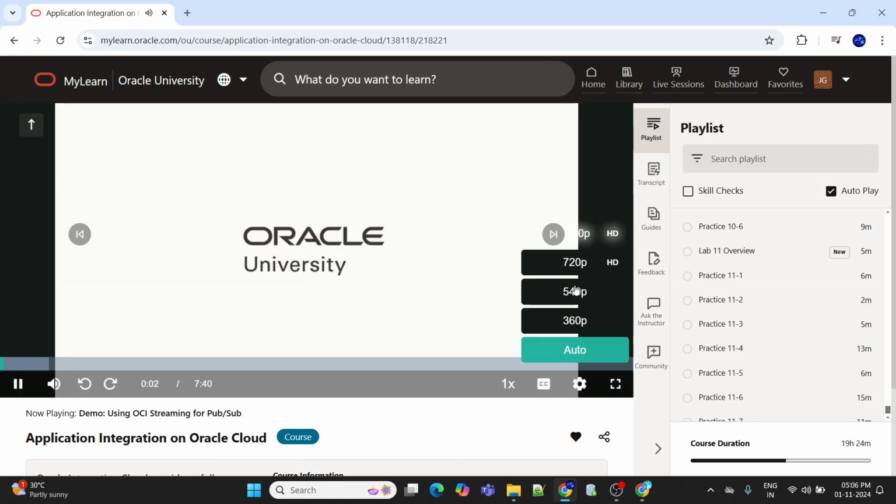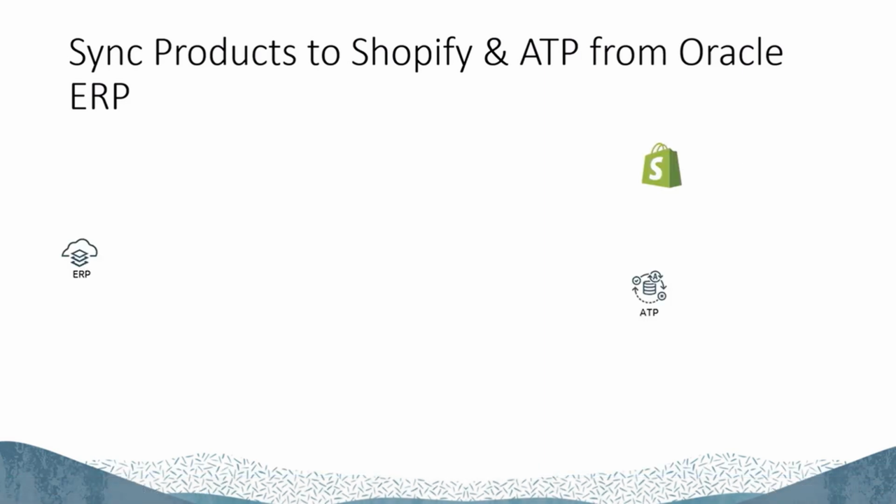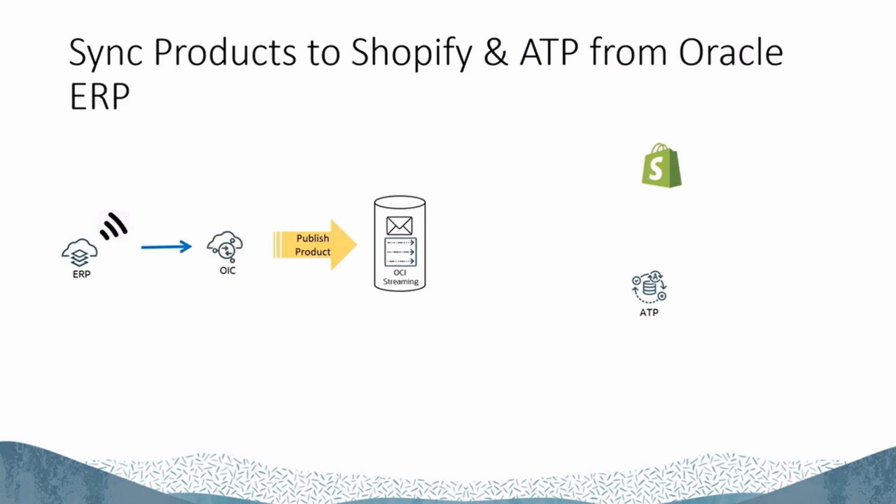In this demo, we shall see the use case to sync the products that got created in the ERP to Shopify and ATP DB via OCI streaming. So this use case has been achieved using the OIC, and we have used all the first class adapters for the respective applications, be it OCI streaming, Oracle ERP, Shopify, and ATP.